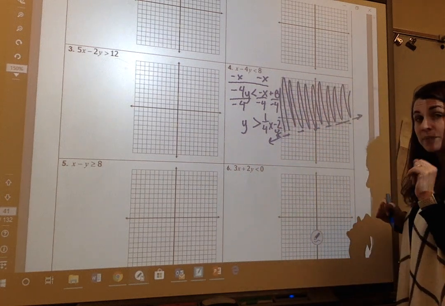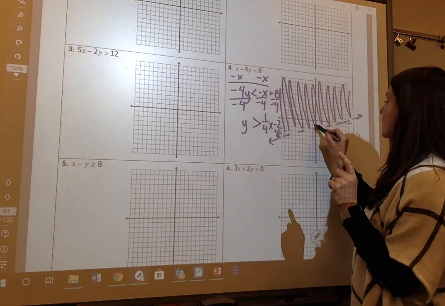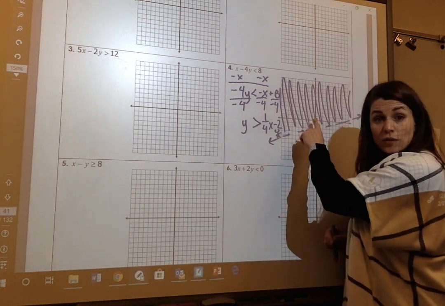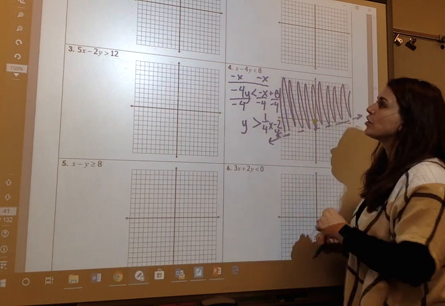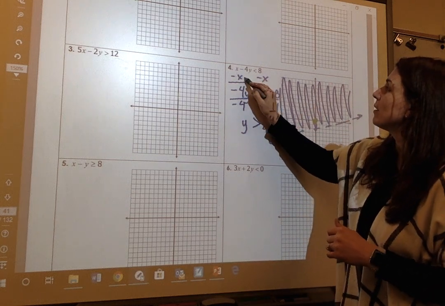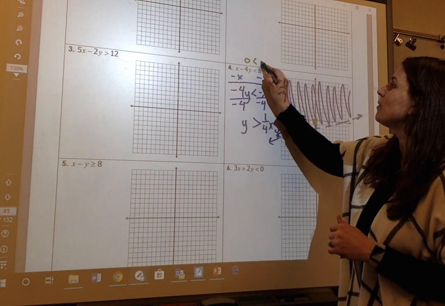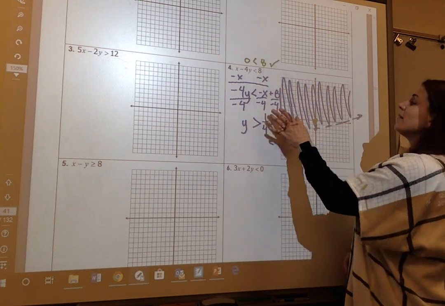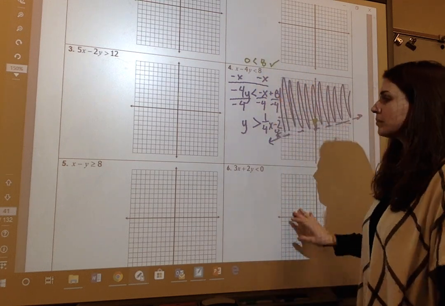And that's my answer. Now when I use a test point of 0, 0, should 0, 0 be shaded? Yes. So let's check it. 0 minus 0. Once I multiply all those zeros, is 0 less than 8? It is. And I've shaded correctly.